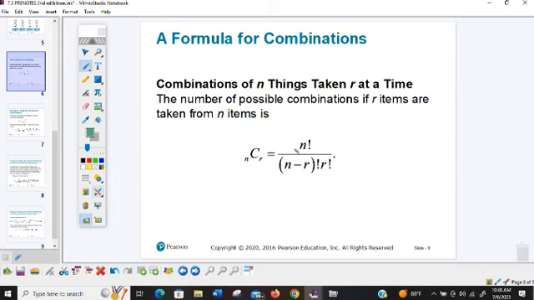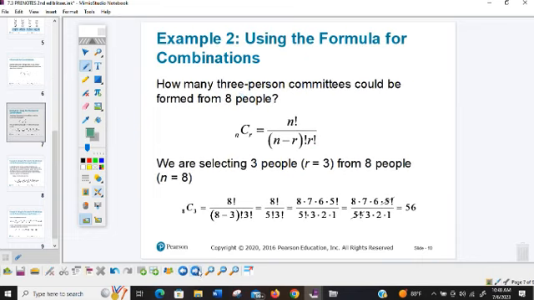So the formula would be n factorial over n minus r factorial times r factorial. This piece is the one that's different from the permutations formula. By the way, your calculator does have a button. If you plug it in backwards and put in the smaller number first, it will give you an error. So it will let you know that you entered it incorrectly, but you can use that calculator on your test.